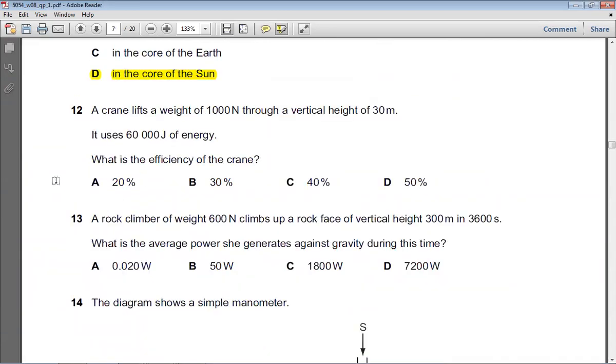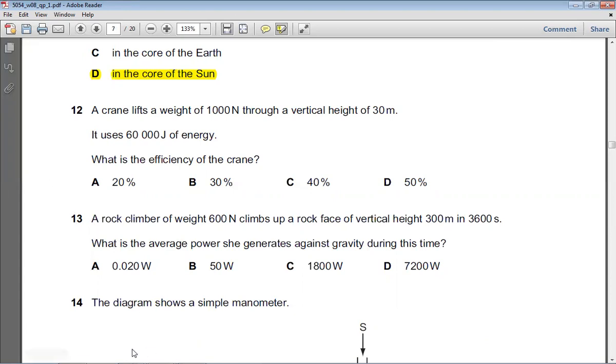A crane lifts a weight of 1000 Newton through a vertical height of 30 meters. It uses 60,000 joules of energy. What is the efficiency of the crane? So the input energy is 60,000 joules. The useful work done by the crane, it is lifting a 1,000 Newton load through a vertical height of 30 meters, so I can calculate the useful work done by the crane.